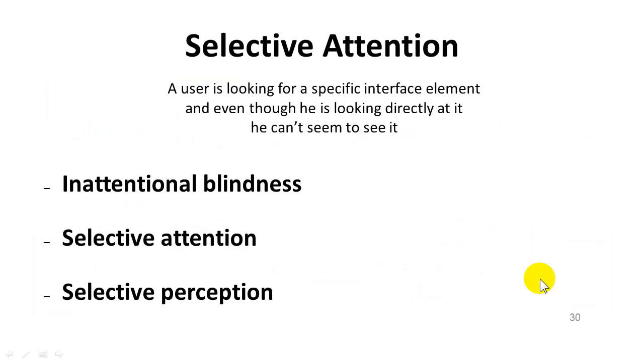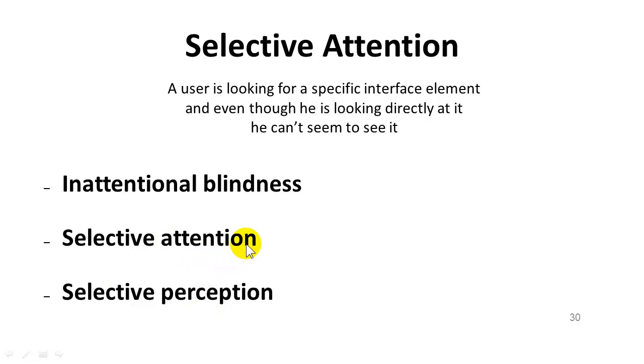I'd like to talk about selective attention because this is important when you're developing user-centered content. Most of the time, the user is looking for something specific, some kind of an element that is meaningful to them. And even though he might be looking directly at it, he can't seem to see it. Why? How many times have we done that? We'll say, "Where did I put that?" Or "Where is something?" And you think you know where it is, or you think you know what it might look like, and you can't see it. All right. So we have inattentional blindness, selective attention, and selective perception.